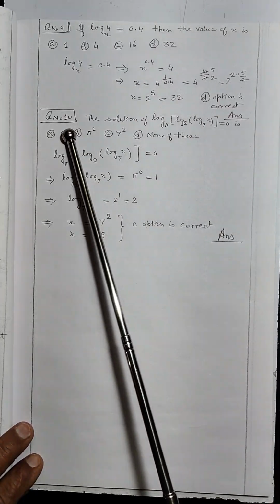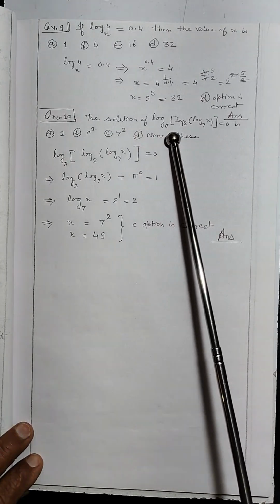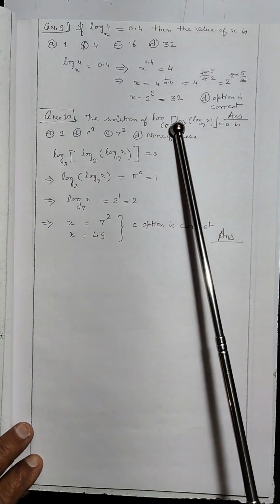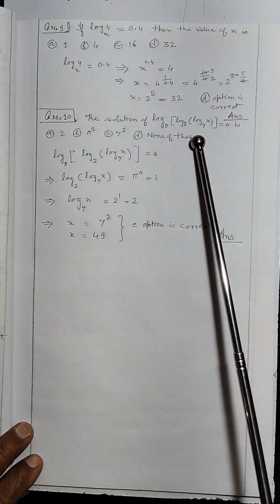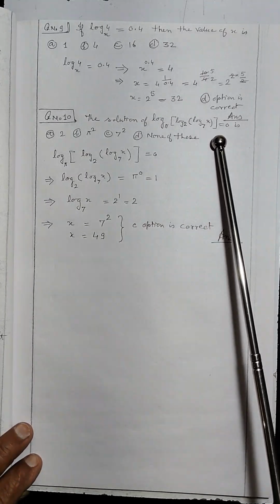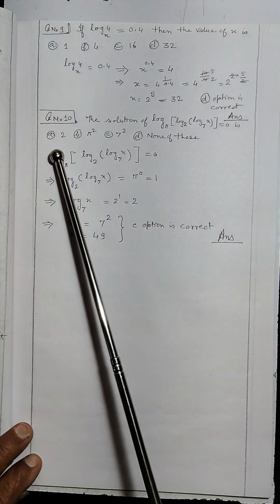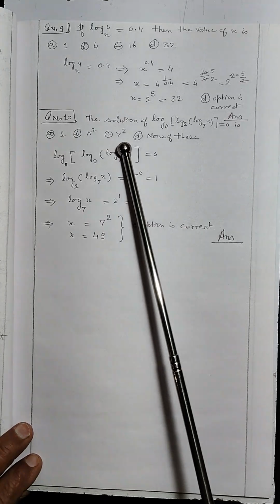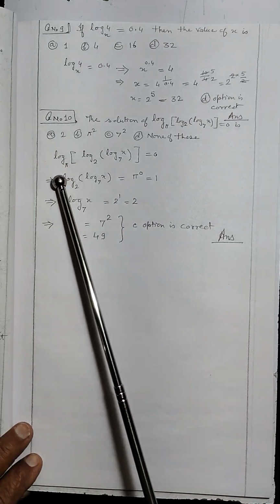Now come to question number 10. The solution of log of pi in bracket log to the base pi in bracket log to the base 2, again bracket is there, log of x to the base 7 is equal to 0. So the solution will be option A, that is 2, B option pi square, C option 7 square, D option none of these. Now first of all we write down the question like this.